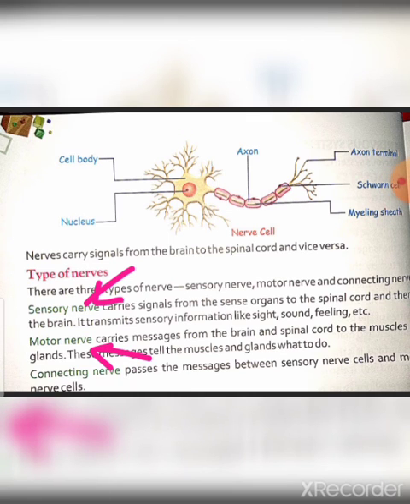So what does the sensory nerve do? It carries signals from the sense organ to the spinal cord and the brain. And the motor nerve carries messages from the brain to the spinal cord. This is the reverse of each other. Sensory nerves carry signals from the sense organ to the brain, and motor nerves carry signals from the brain to the sense organ. Then connecting nerves pass the messages between the sensory nerve cell and the motor nerve cell. These connecting nerves, which connect the two nerves, are called connective nerves.